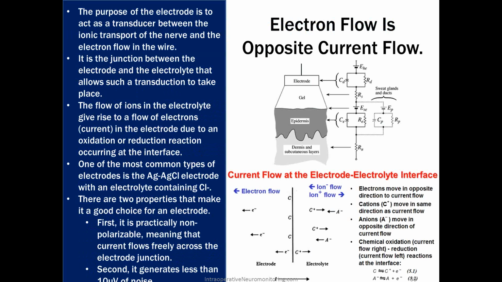The purpose of the electrode is to act as a transducer between the ionic transport of the nerve and the electron flow in the wire. It is the junction between the electrode and the electrolyte that allows such a transduction to take place. The flow of ions in the electrolyte gives rise to the flow of electrons, or the current, in the electrode due to an oxidation or reduction reaction occurring at the interface.